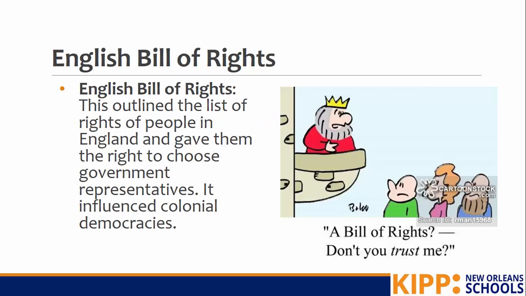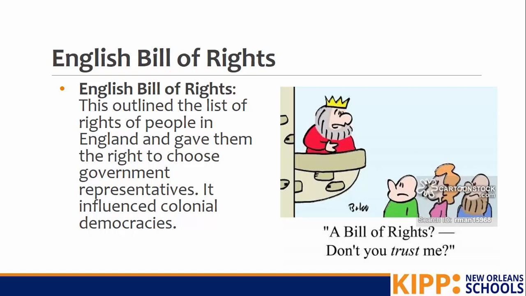First is just an influence on those American colonies. That was the English Bill of Rights. We know that England, also known as Great Britain, was the country that owned the American colonies, so it makes sense that the colonial governments borrowed ideas from England. The English Bill of Rights outlined the list of rights that people in England had, and it gave them the right to choose government representatives. It influenced colonial democracies. Colonial democracies liked the idea of giving rights to citizens and giving citizens the right to vote.